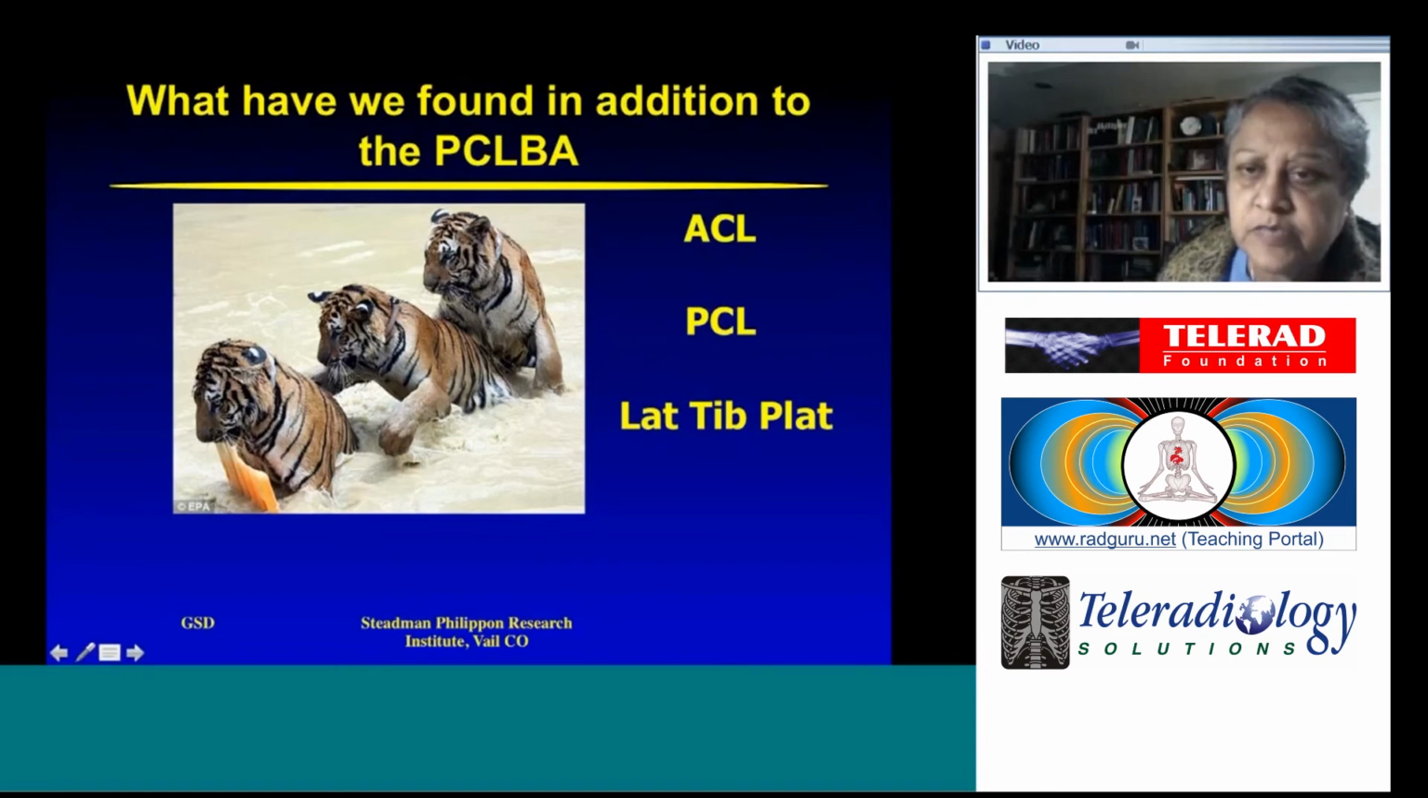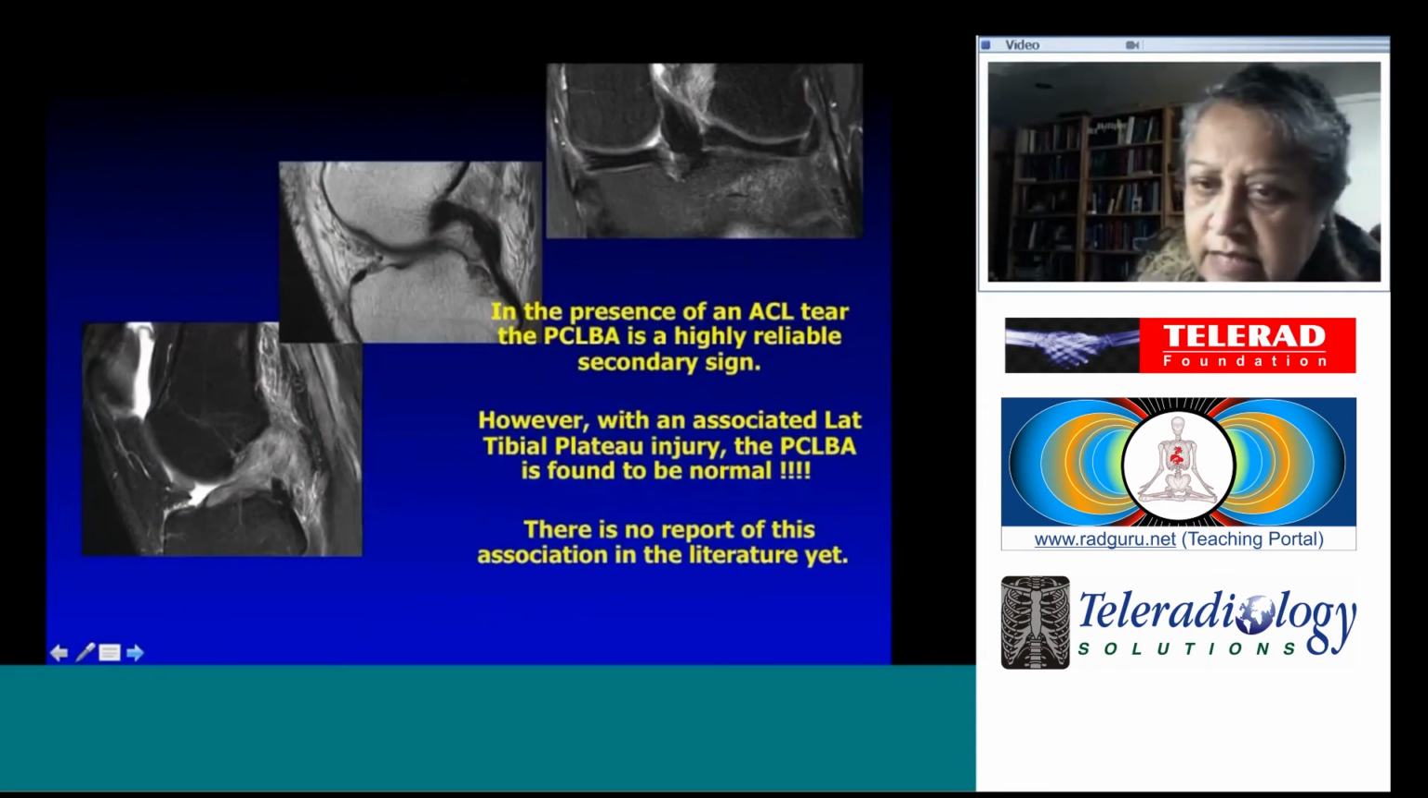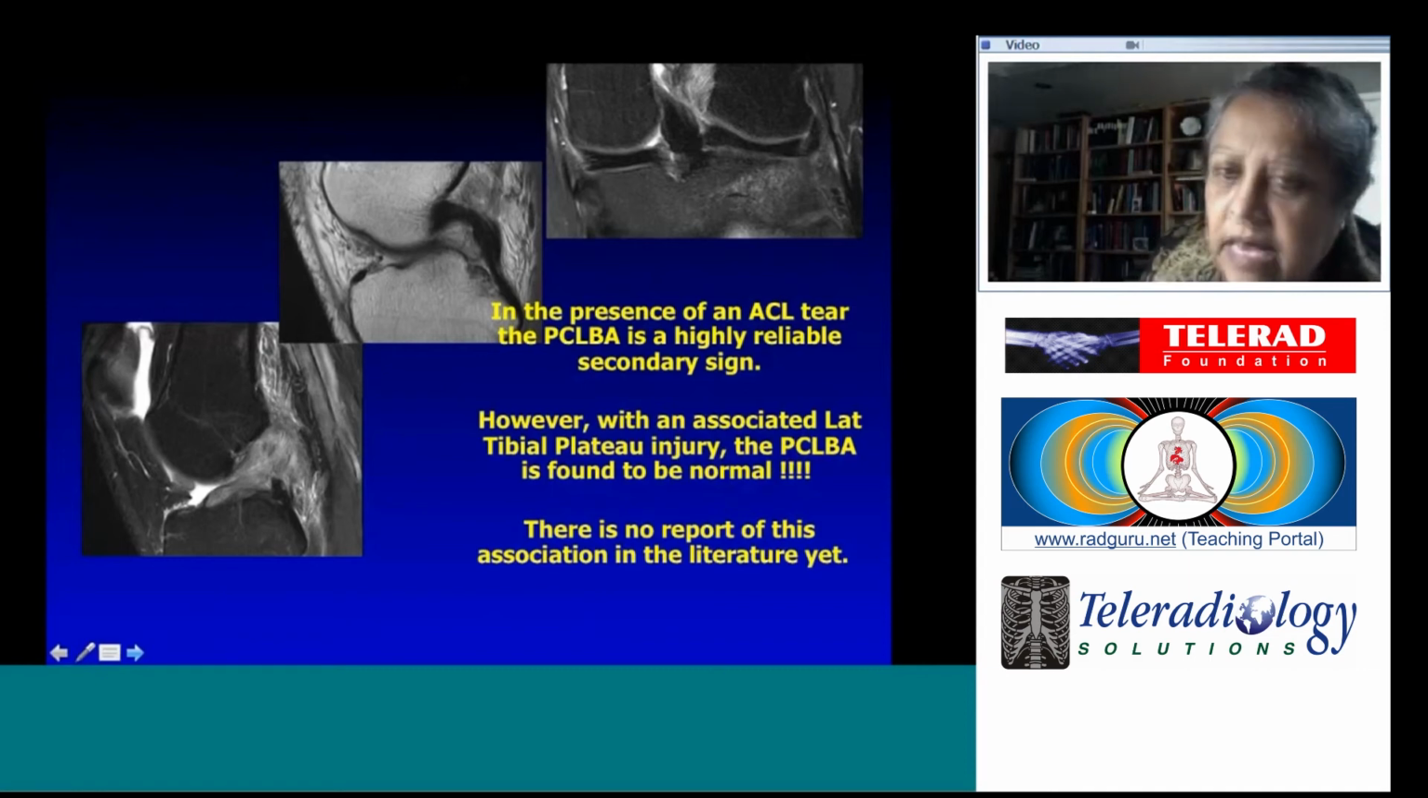What have we found in addition to the PCL buckling angle? The relationship between the ACL, PCL, and the lateral tibial plateau. This is a very important point. In the presence of an ACL tear, the PCL buckling angle is highly reliable as a secondary sign. However, when it is associated with a lateral tibial plateau injury, the PCL buckling angle and the PCL angle can be normal. There is no report of this association in the literature yet, and we intend to publicize it and present it.